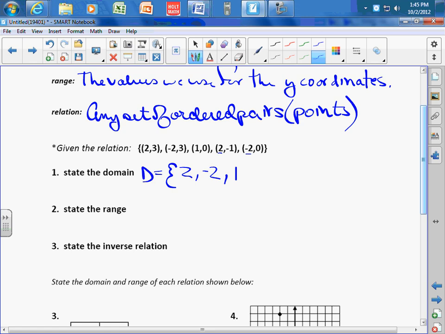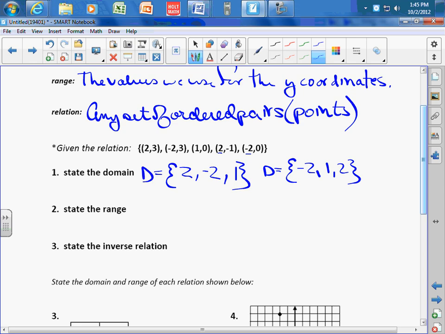Now, we don't list the negative 2 the second time. I just want to know what numbers am I using in the domain. 2, negative 2, and 1. Typically, they will be written in numerical order, although I won't be counting off for that. So we would have negative 2, 1, and 2 for the domain.